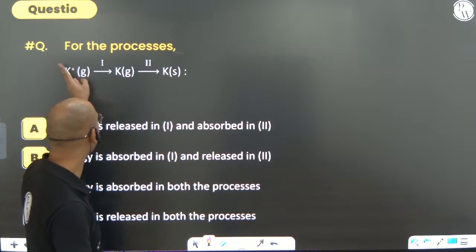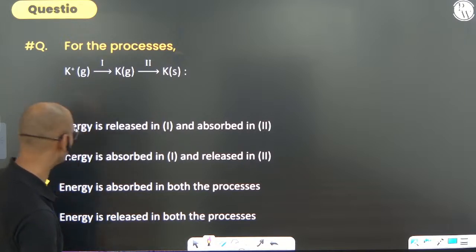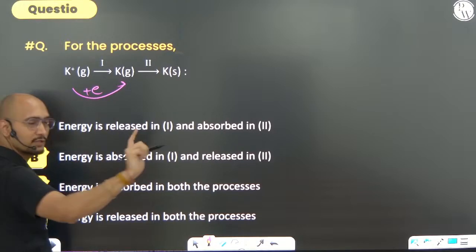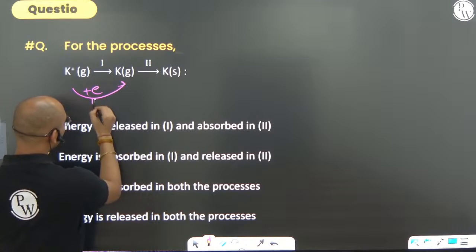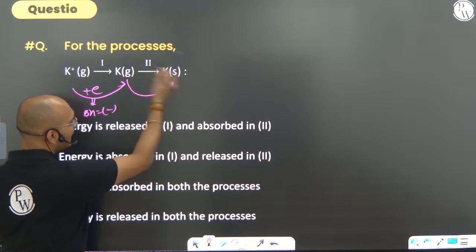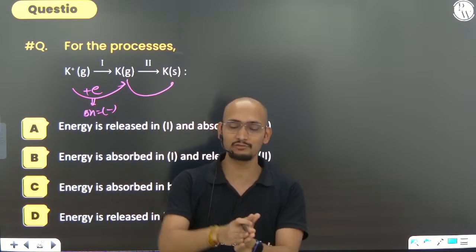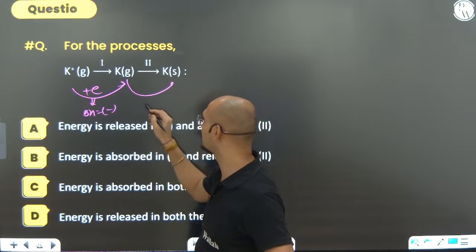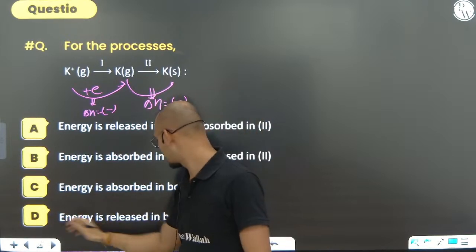Next, we are going to talk about the process where energy is released. From here to here, potassium is taking an electron. If anything positive is there, of course it will take the electron easily. So delta H is negative here. Here to here, gas to solid. Solid to gas, we know that you have to give heat to make solid to gas. So again here delta H will be negative, not a big deal. So energy is released in both the cases.